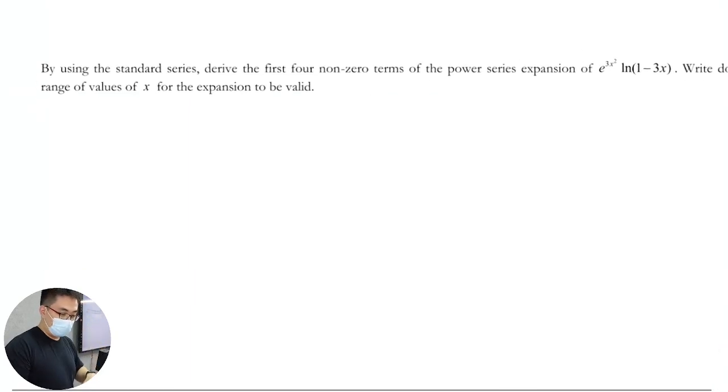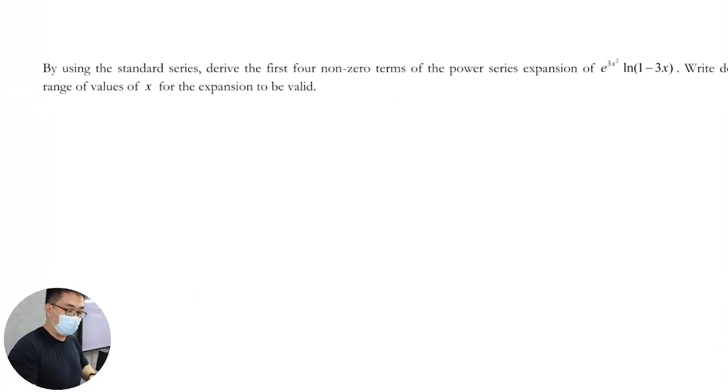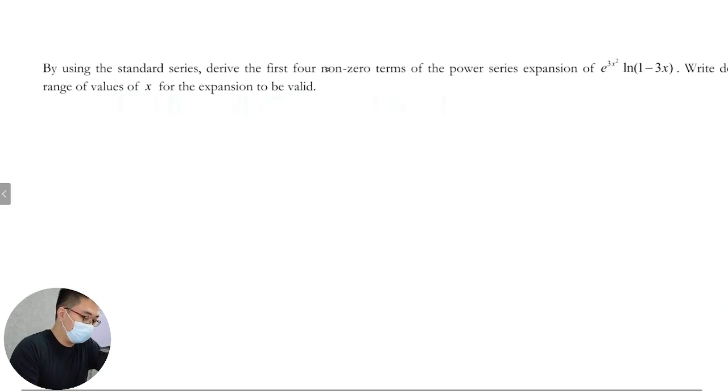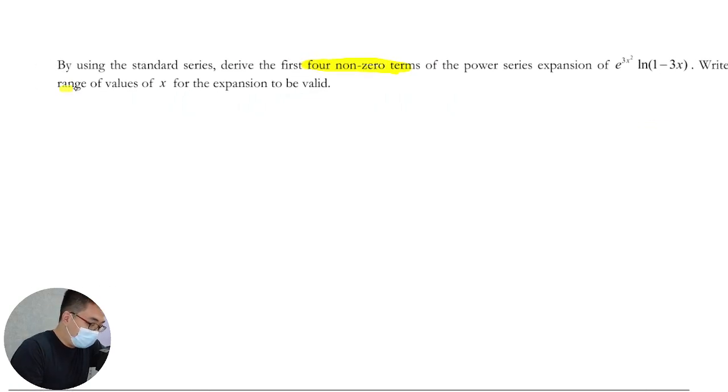This part here, you only use the first 4 non-zero terms. I usually don't really like this non-zero thing because sometimes you have a zero term here. So anyway, I'll write down the range of values of x for the expansion to be valid. Now the first thing is to understand that this validity is all in MF26.